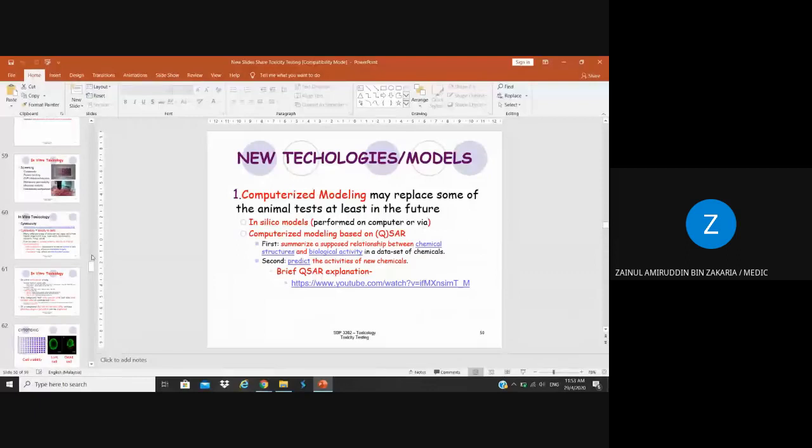Okay? So in this slide, we are more focused on in vitro toxicology. We are not going to discuss QSAR and so on. That is actually under pharmaceutical chemistry, I think. Dr. Farah will talk about it because she has been doing that with Perdana University.